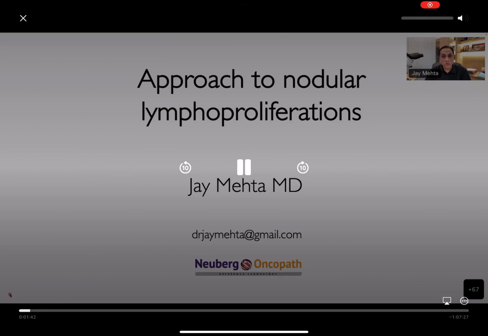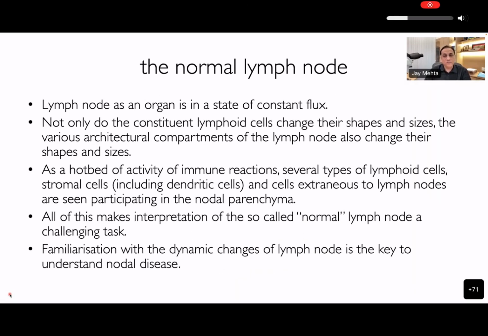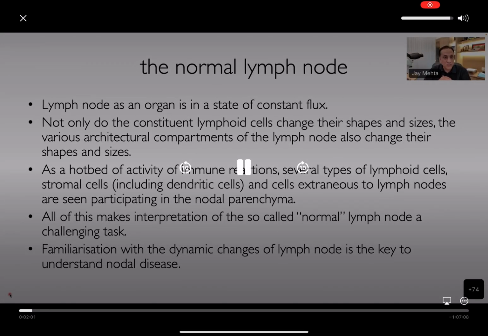Talk on approach to nodular lymphoproliferations. And just before starting with that, I would like to briefly talk on a normal lymph node. So lymph node is an organ in a state of constant flux. You know that lymph nodes react to any kind of infections. So they increase in size, they decrease in size.